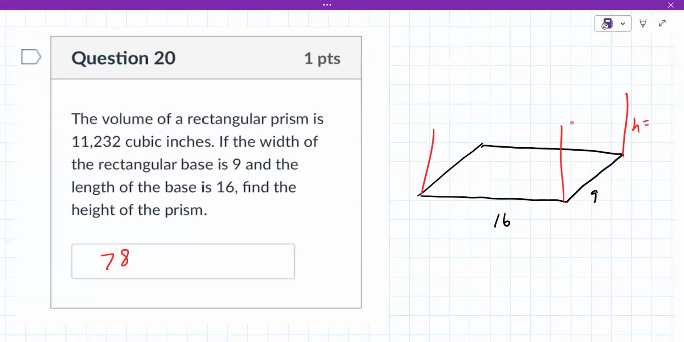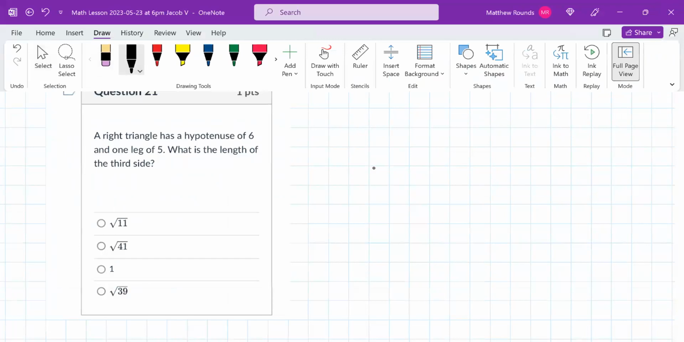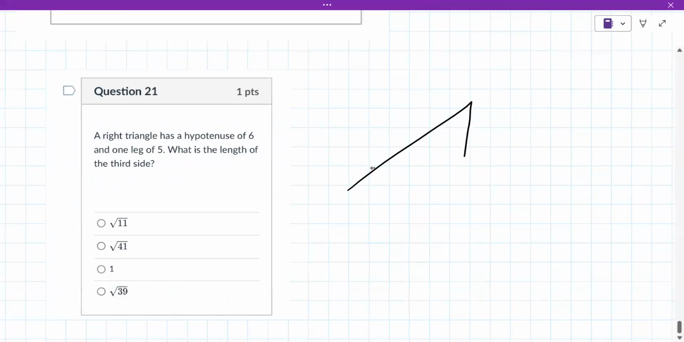All right, very good. Okay, 21. You're welcome to say, hey, let's skip this problem, I already know how to do it. I did look ahead. Some of the stuff at the end is the algebra we've been doing the last few weeks, but up to you. So a right triangle has a hypotenuse of 6 and one leg of 5. What's the missing side there?